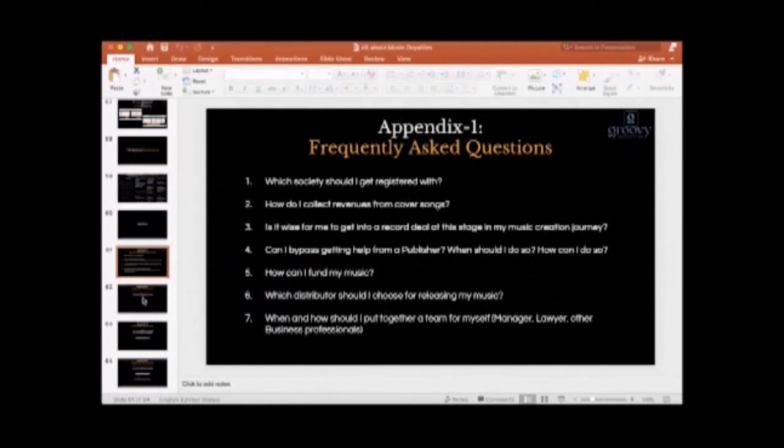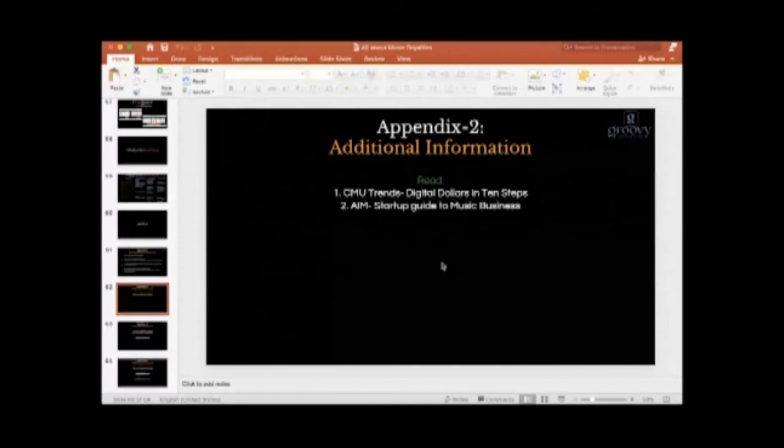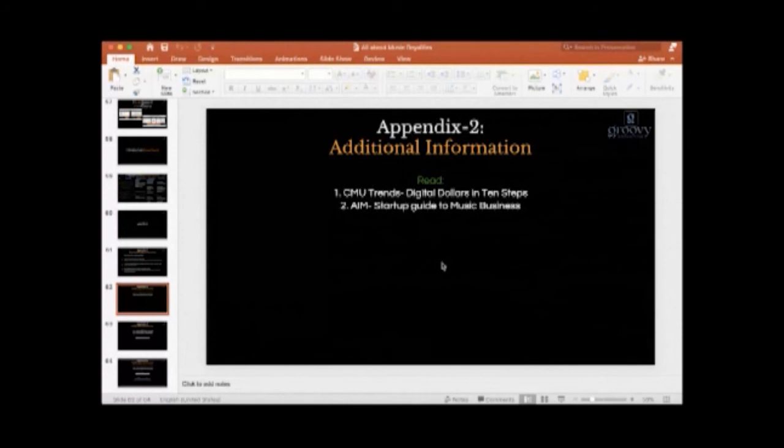So as I end this session, I just want to say that there is some important reading material that you could go through. CMU Trends is basically a complete music update. You can go online and check it out. They have interesting material. The Association of Independent Music, AIM, also has a startup guide to the music business. It is definitely a read.